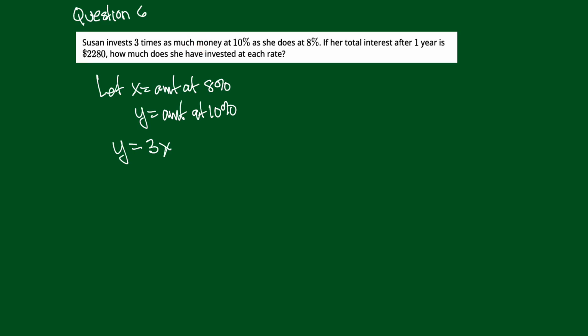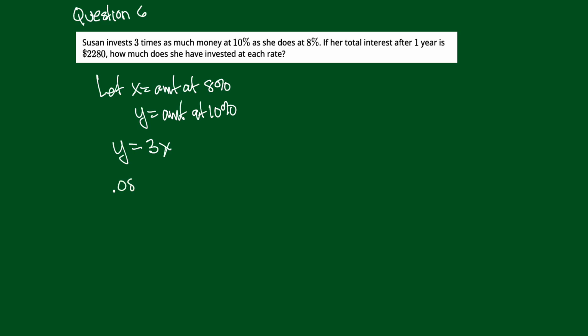Okay, that's one equation. We've got 2 variables, so I need another equation. Now, here's where it's going to come from. She's got money invested at 8%, and she makes some interest off of that, and some at 10%. She makes interest off of that. Now, she has x number of dollars at 8%. All right, so how much does she get off the 8%?